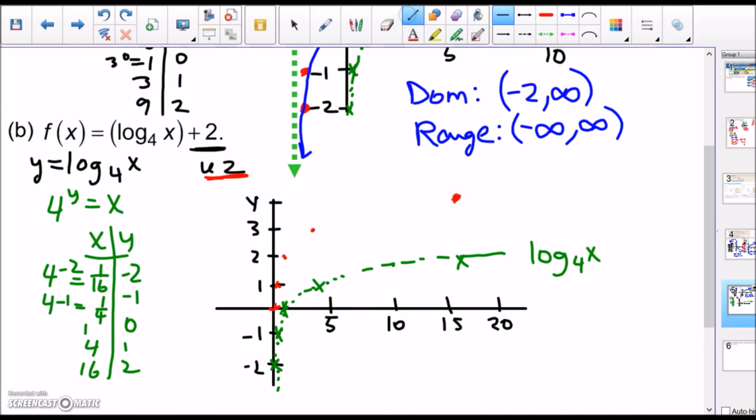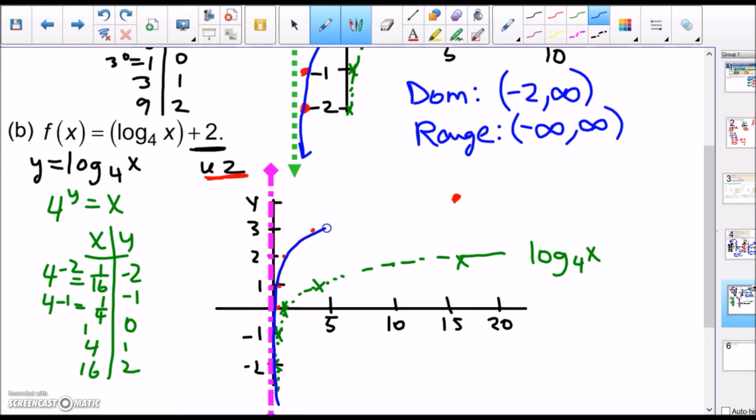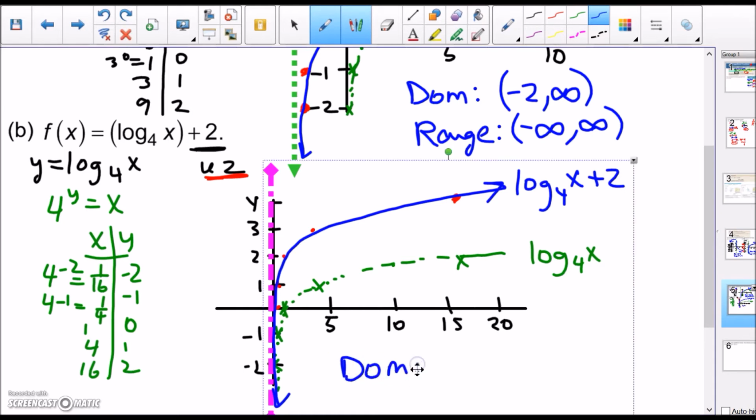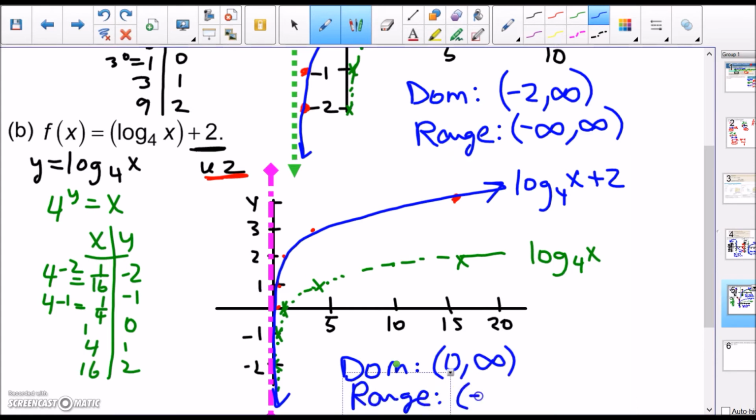So we're going to have a vertical asymptote at 0. And we've got our curve, log base 4 of x plus 2. The domain starts at 0, so from 0 to infinity, and the range is negative infinity to positive infinity, all real numbers.